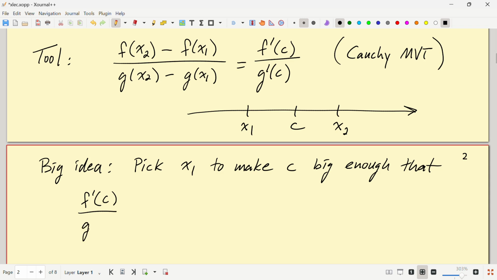This is kind of lazy proof, limit proof language. It's the way I would explain this to my freshman calculus class if I had to. But you know what that means. Let epsilon be bigger than 0. There is an x1, etc., etc. I don't want to say all those words. So I'm going to pick an x1 to make c big enough that this is close, namely within epsilon, to L as we want.